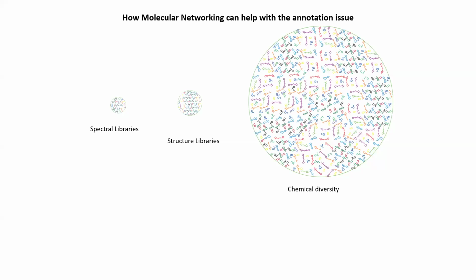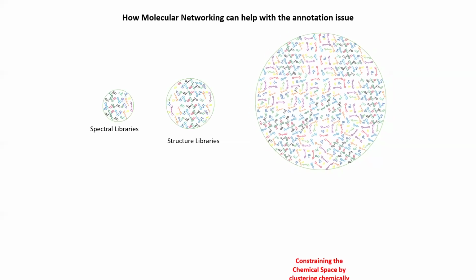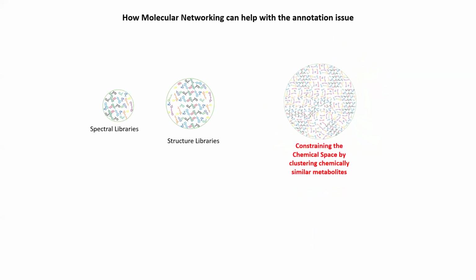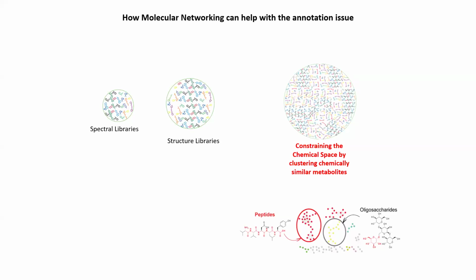But if we are able to network similar molecules among them, this is the result that we can obtain. We can constrain this chemical space by networking similar molecules with each other, and we can learn more about neighbors of molecules for which we know the identity. So this is really important. We can constrict this chemical diversity. And you will learn this from Marcus, but we can also predict the chemical class of those molecules just from the fragmentation spectra.